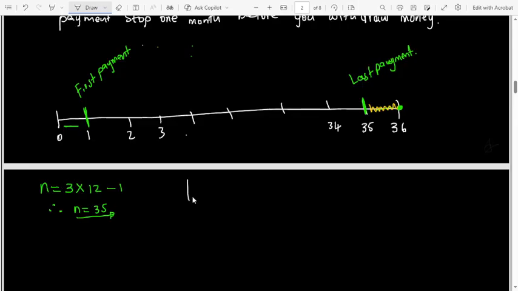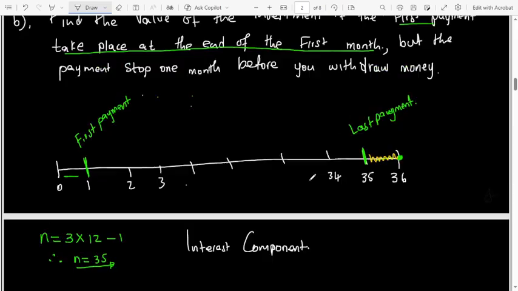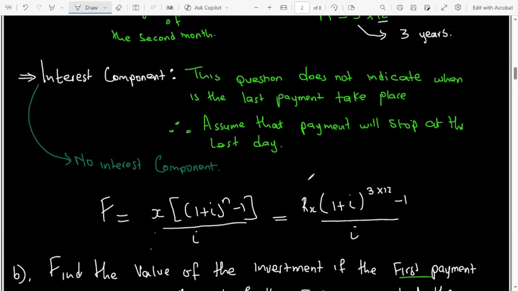So now let's talk about the interest component. Now you're going to understand what the interest component is. Look at the first question. We said no interest component. Why? Because the question does not indicate when the last payment is taking place. So we assume that the payment will stop at the last day.